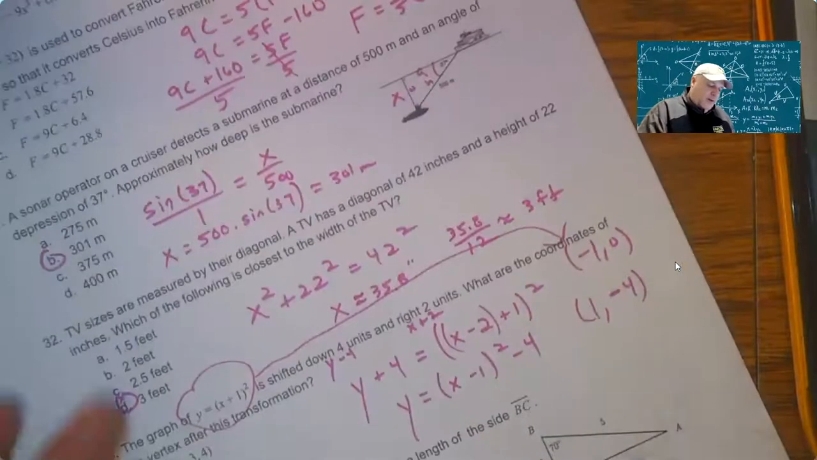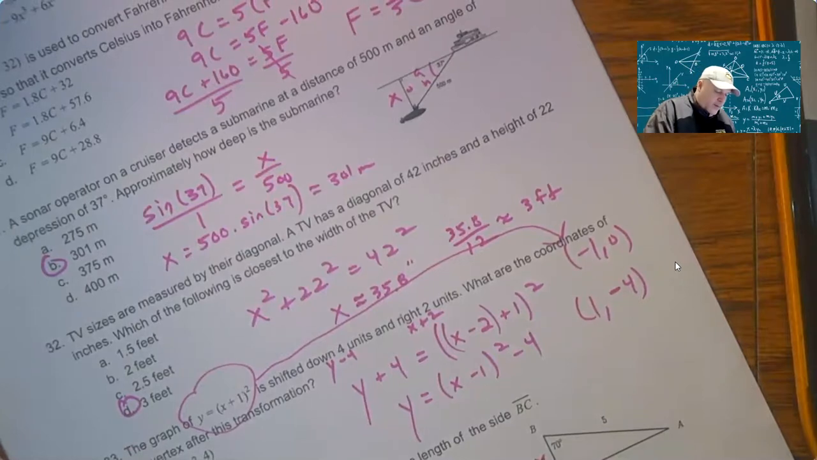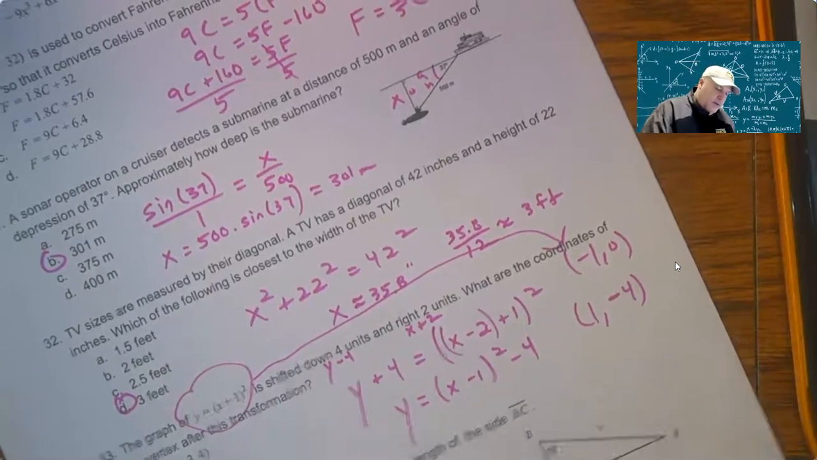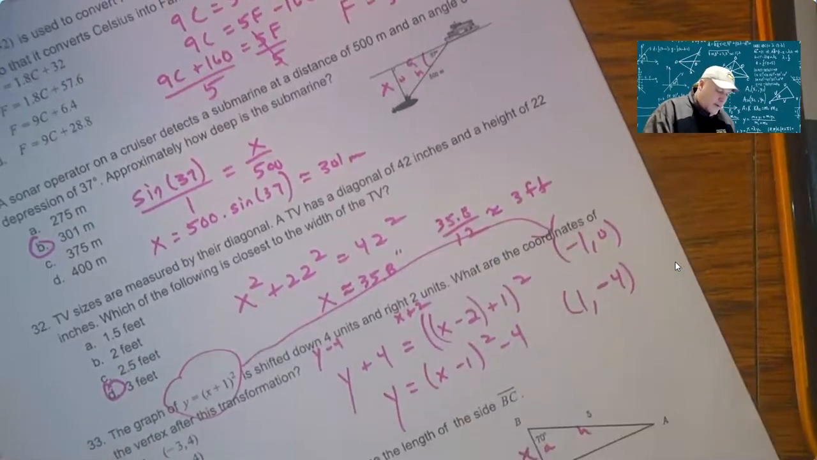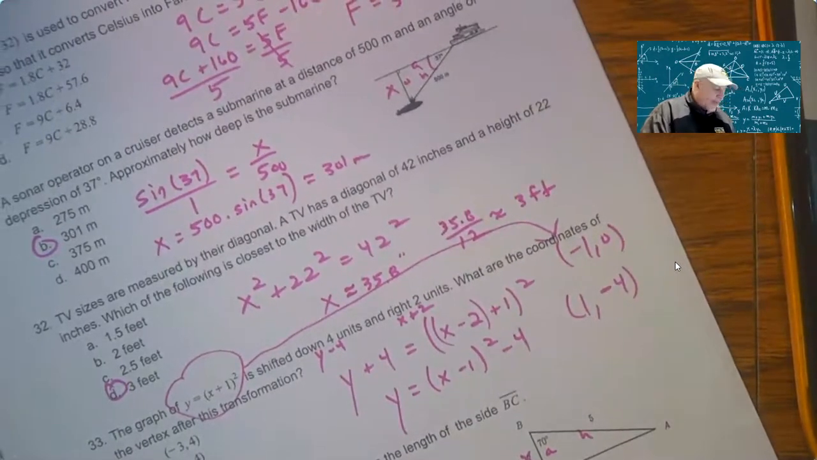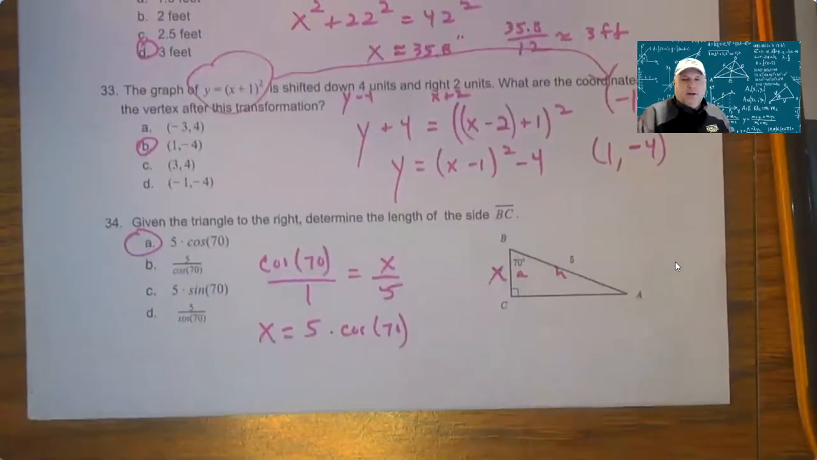Length of side BC. Okay, so how about a cosine? So cosine is 70 over 1 is adjacent X over 5. So X is 5 times cosine of 70. And oh, that's our answer choice. I remembered that saying that sometimes your answer choices can be these trig expressions. All right, one more, I believe.